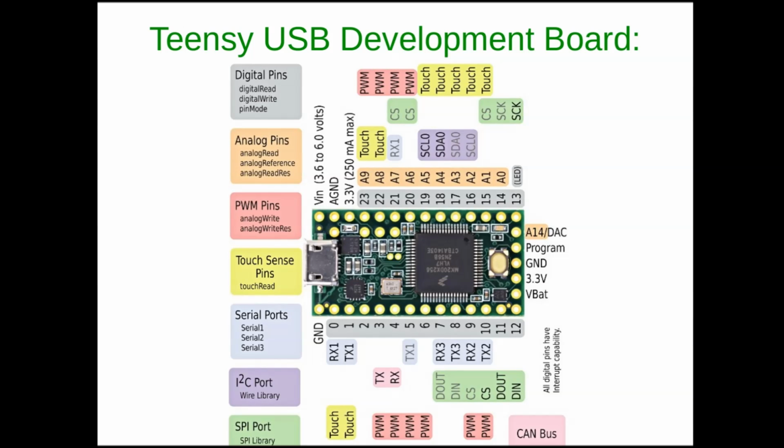We have touch sense so that we can hook up capacitive touch sensors. We have serial ports so we can communicate through old serial type interfaces like RS-232 or RS-485. We have I2C and SPI, which are basically chip-to-chip communication libraries that we're not going to talk about just yet in this video. And we have other interfaces we can use as well, such as CAN. CAN is sort of an automotive type interface that's similar to I2C.